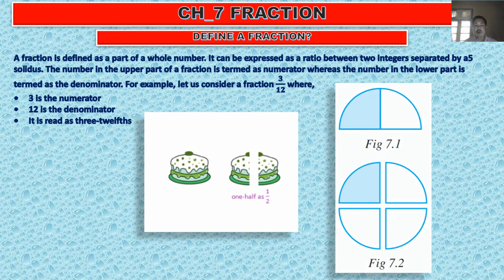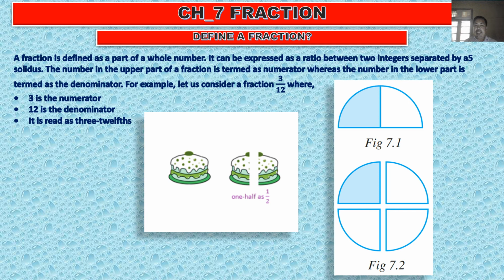Now one more diagram we are having here. In this diagram you can see that the whole circle is divided into four parts and one is shaded, and this shaded portion is representing a fraction called 1 by 4, and it is read as 1 by 4. So this is what a fraction is, and let us go to the next part of the chapter.